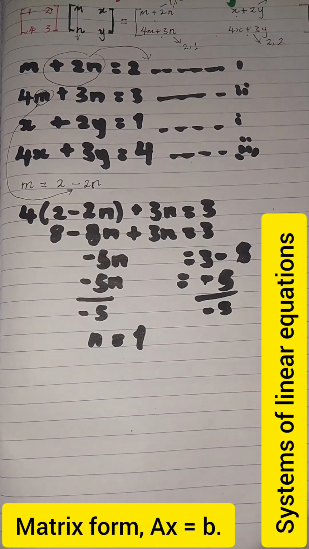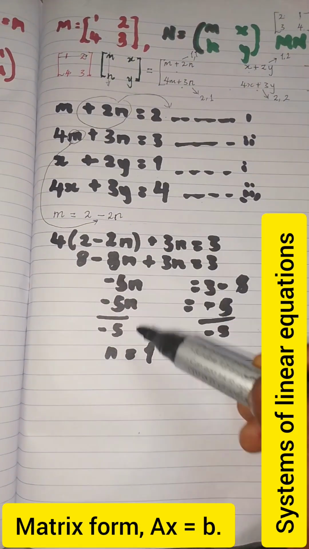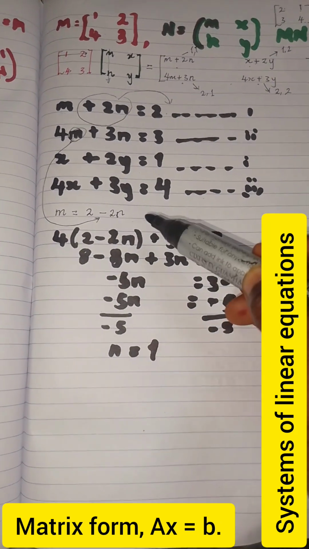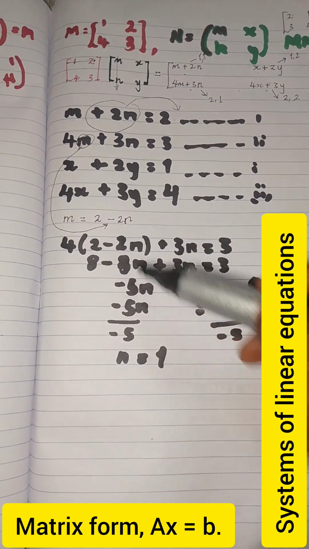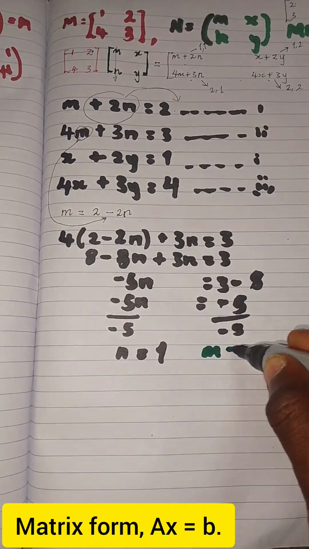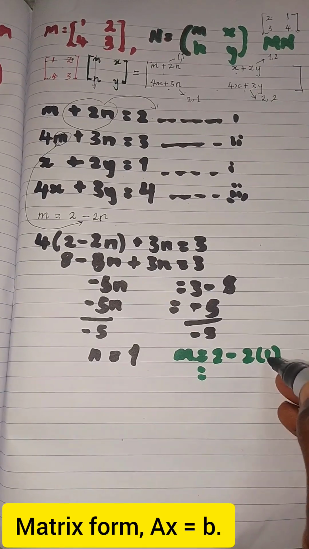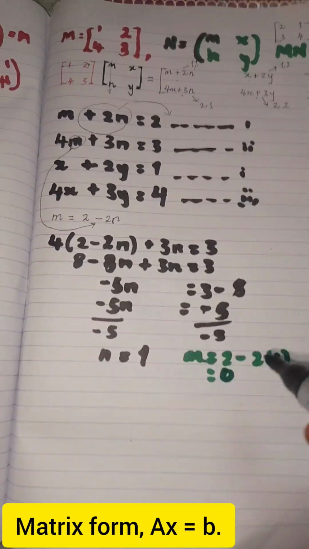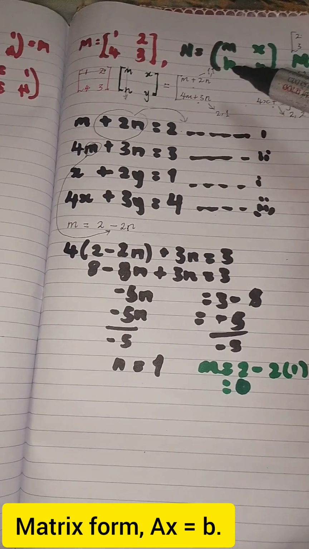If I have n already, it's 1, plug in n equals 1 here. So m equals 2 minus 2 times n, with n equals 1. 2 times 1 is 2. So 2 take away 2 is 0. So I've gotten my values for m and n. As you can see, my n is 1, my m is 0.